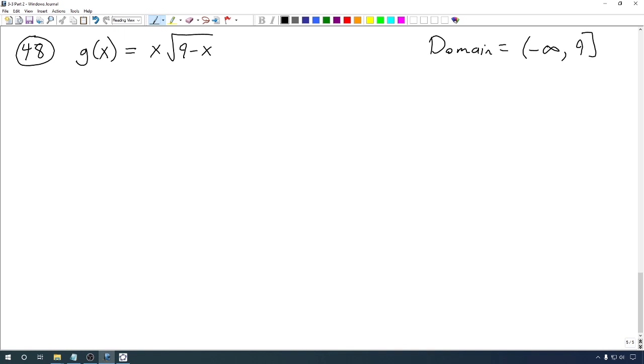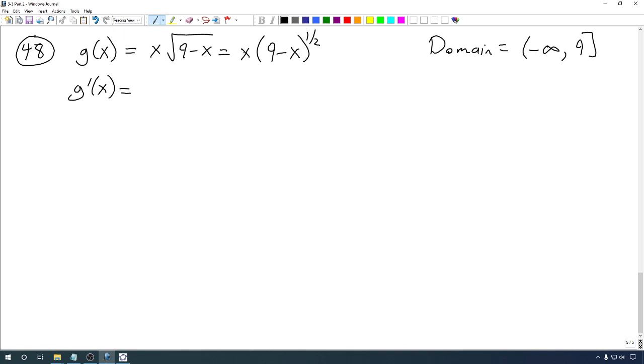But we're going to have to differentiate this thing, which is going to involve the product rule, and we're going to have to use the chain rule for the square root part. I'm also going to go ahead and change this to 9 minus x to the 1/2 power. That'll help me out a little bit. So first derivative.